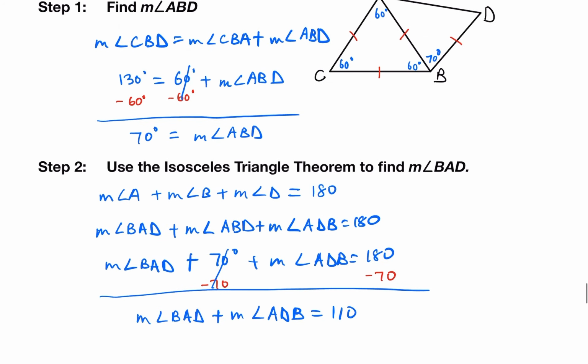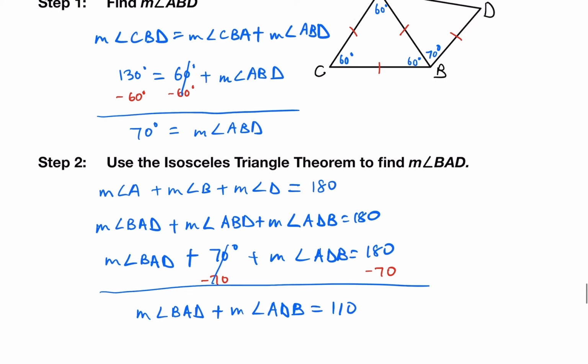Let's take a look at this diagram again. The measure of angle BAD and the measure of angle ADB happen to be opposite the lengths that are of the same length. This length, we're told, is the same as this length, and this length is opposite angle BAD, and this length is also opposite angle ADB. Since these lengths are the same, both of these angles are equal.